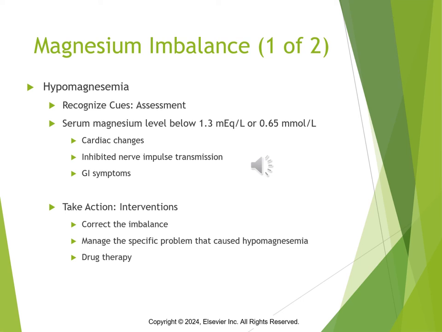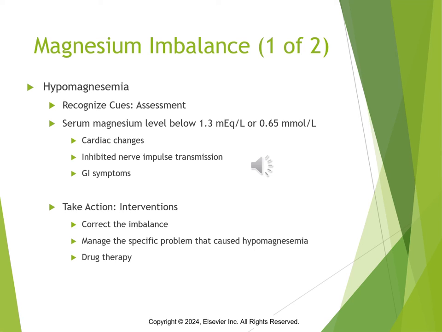Hypomagnesemia. This is usually a serum magnesium level less than 1.3. Magnesium's goal is to relax muscle and nerves. So if we have too much, that equals too relaxed. And here, with too little, we'll see the opposite.